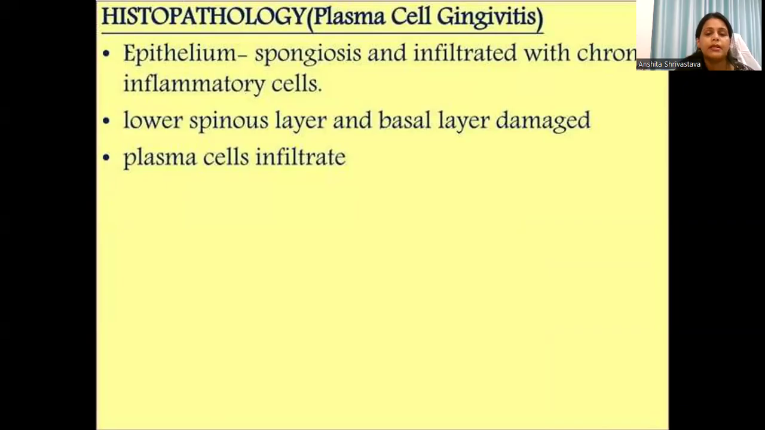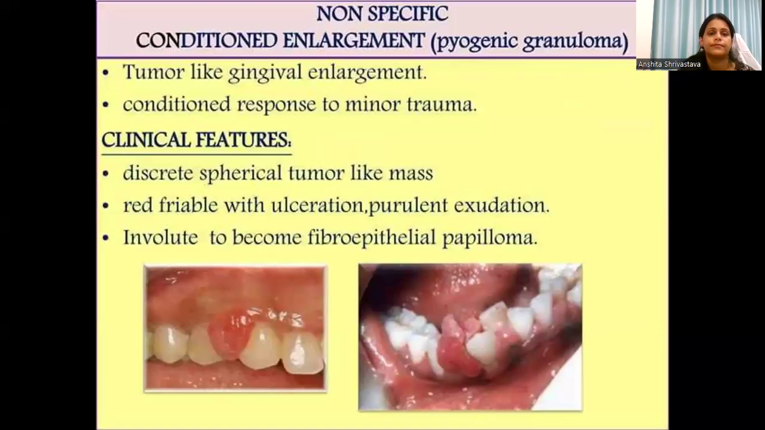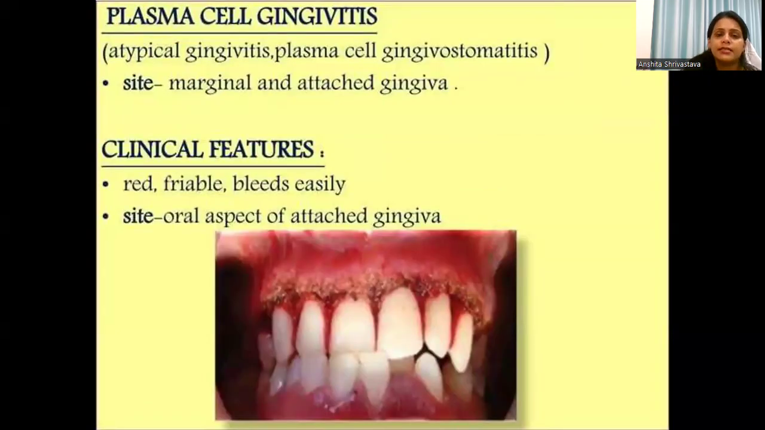Histopathology, epithelium shows spongiosis and is infiltrated with chronic inflammatory cells. The lower spinous layer and basal layer usually get damaged, and plasma cell infiltrate is also seen. So plasma cell gingivitis is basically a hypersensitive reaction, and in that case you will see a red, friable lesion which will bleed easily, and it involves marginal and attached gingiva.